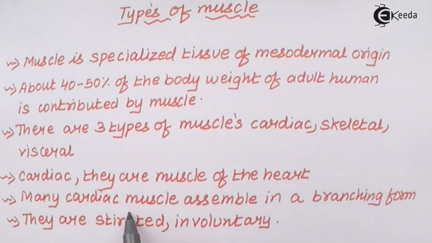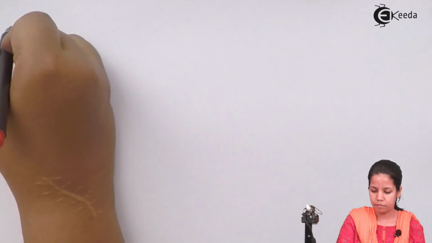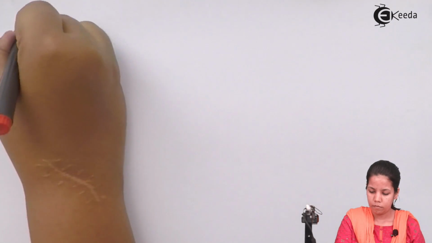Now many cardiac muscles assemble, or join, in branching forms. Cardiac muscles are always involuntary. When I say involuntary, they are never under our control, neither the control of the nervous system. They function according to a certain pathway. Also, there are striations present in cardiac muscle.